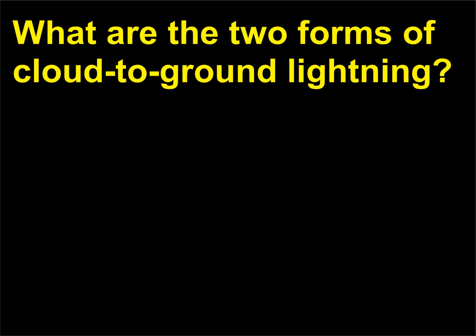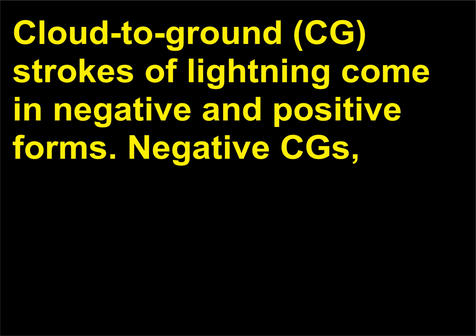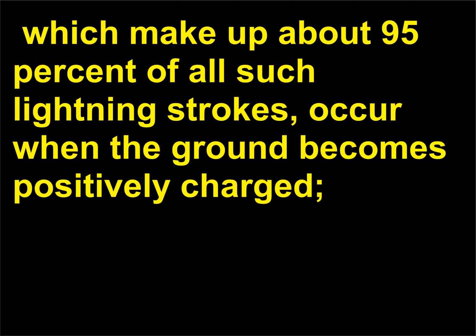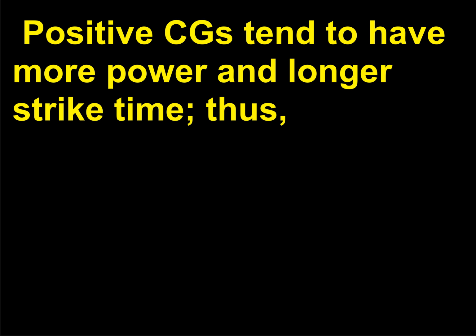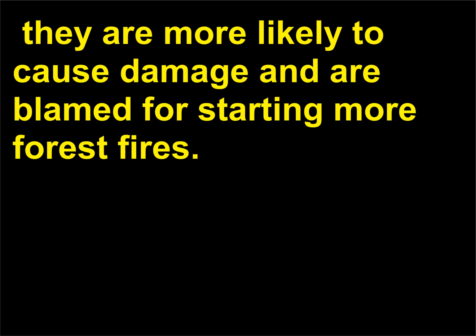What are the two forms of cloud-to-ground lightning? Cloud-to-ground, CG, strokes of lightning come in negative and positive forms. Negative CGs, which make up about 95% of all such lightning strokes, occur when the ground becomes positively charged. A positive CG does the opposite, and the ground becomes negatively charged. Positive CGs tend to have more power and longer strike time, thus they are more likely to cause damage and are blamed for starting more forest fires.